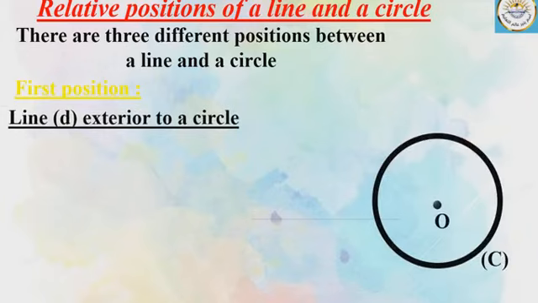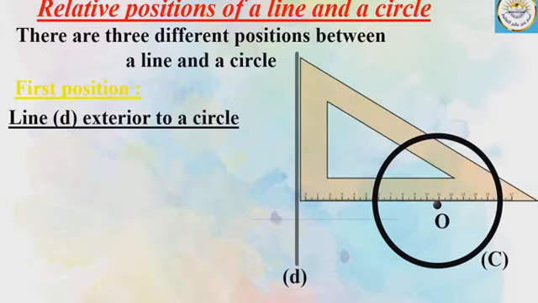For example, as you see in this figure, we have a circle called C of center O, and we have the line D. It's exterior to the circle, so the line exists outside the circle. And as you see here, there is distance between the line and the circle. The perpendicular distance from the center of the circle to the line is, for example, 11 centimeters. So there is a distance.